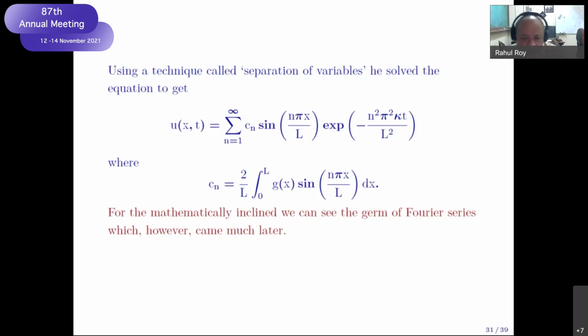For the mathematically inclined, I'm not going to read this equation, but you can see there's the germ of a Fourier series here. However, although Fourier came up with the solution, his Fourier series comes much later. This is around 1805 or so, so around 100 years before Karl Pearson.